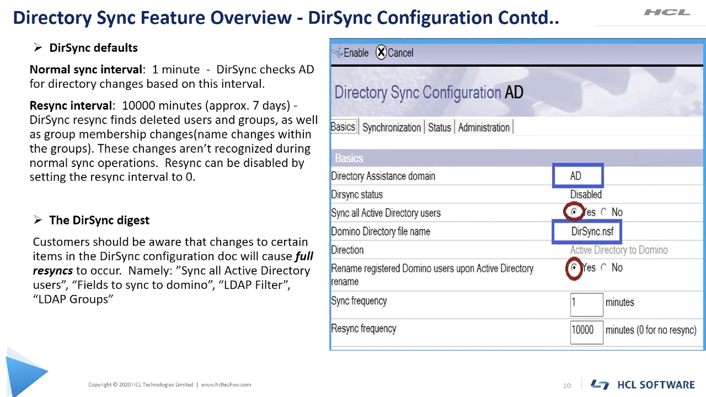Customers should be aware that certain changes in the DIRSync configuration will lead to a full resync. For example, changing the configuration of sync all Active Directory users from the default no to yes, and another one is modifying any field that needs to sync. In all these cases, there will be a full resync initiated.